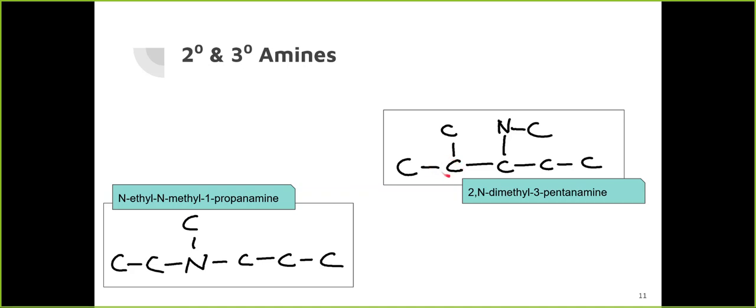this carbon here. And in this particular case, we can number starting from either side. So we can go 1, 2. So that's your first dimethyl. And then N is for this methyl group. So you get 2, N dimethyl, and then your 3-pentanamine.